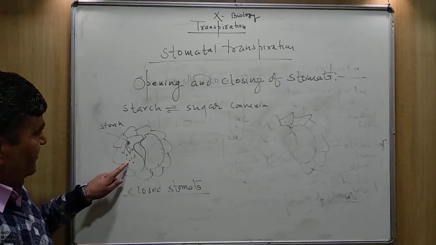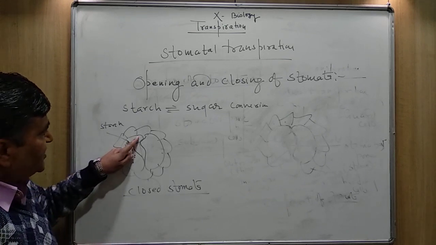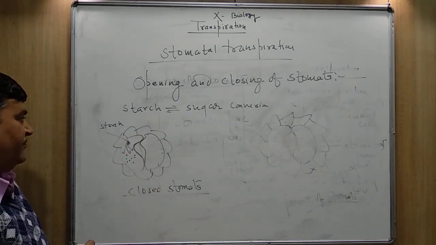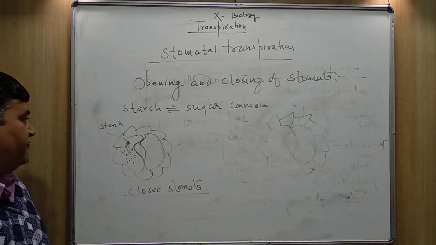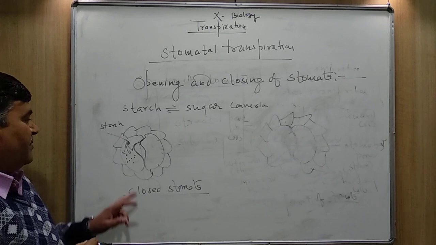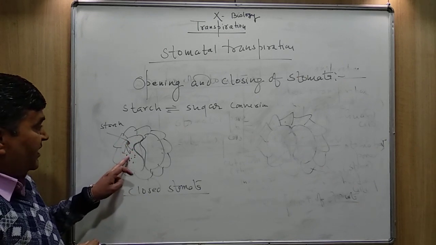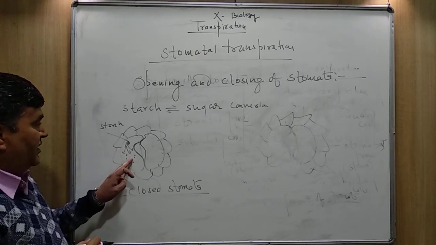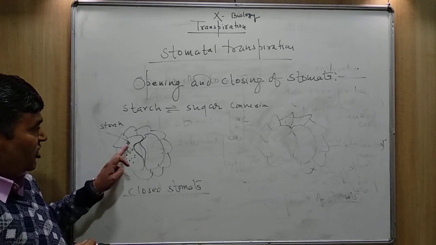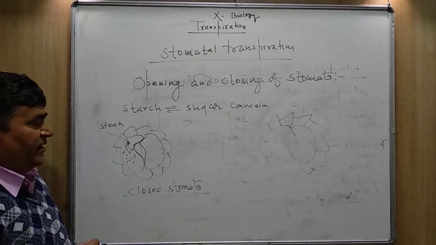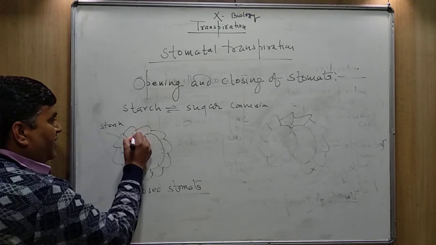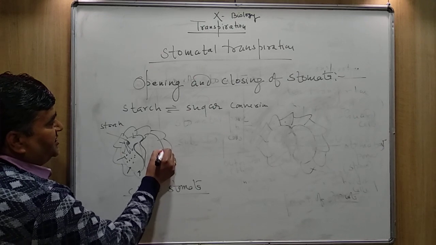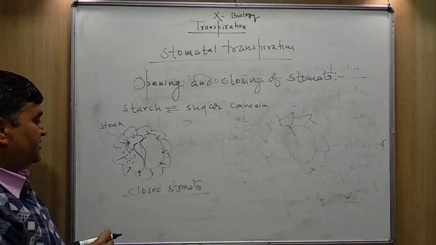When the starch is converted into sugar, the osmotic pressure of the guard cell increases. It means the guard cells become what? It becomes hypertonic. Hypertonic means more solute and less solvent. Now the water moves from neighboring cells, from the subsidiary cells, from the outside to the guard cells.